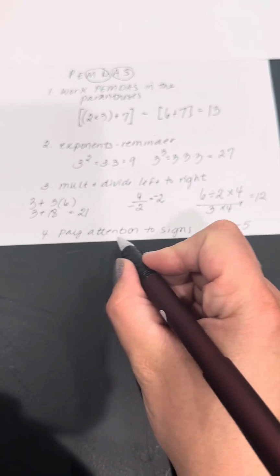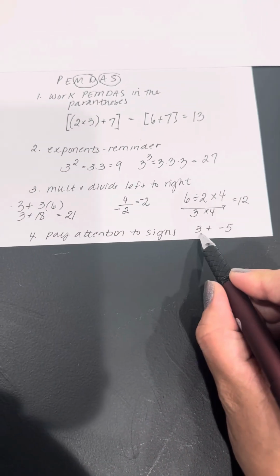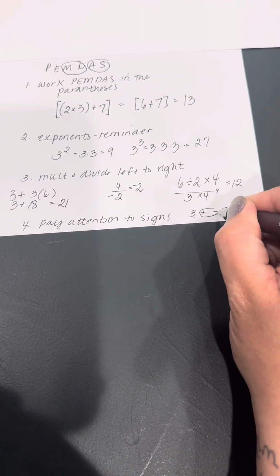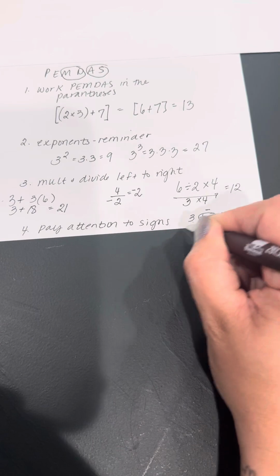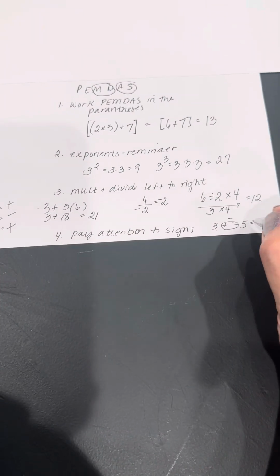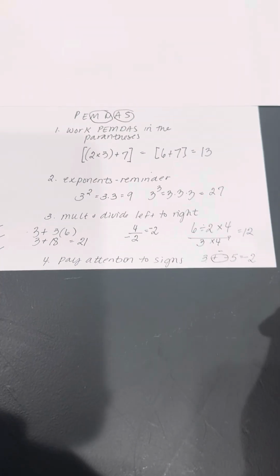But it still works too with addition and subtraction. For example, if we have 3 plus negative 5, those 2 signs are pushed together. We can simplify that to be 3 minus, right? Positive and negative. It's a negative. And that helps us sort of wrap our heads around it.